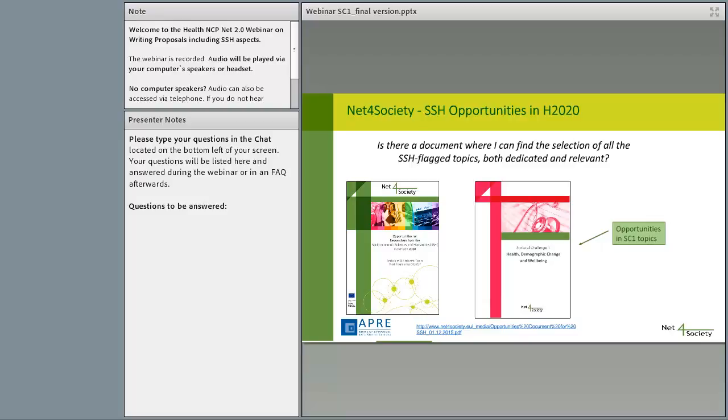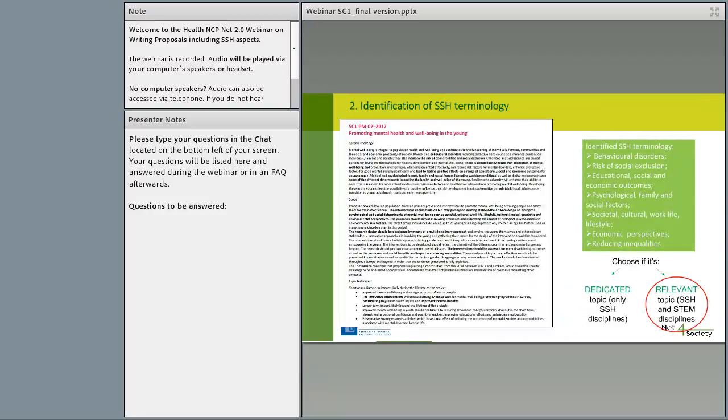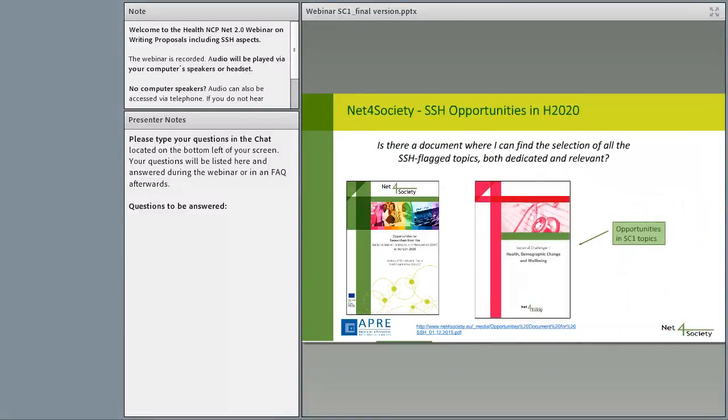This document is a vademecum for all researchers to identify the flagged topics for SSH. And here you have all the parts of Horizon 2020, so you have also the first societal challenge with all the topics that are flagged for SSH. You can find the text of the topic with the SSH terminology underlined in bold. So you can have, like in the previous slide, the text of the topic with the SSH relevant part in bold. This can help you in this process of identification of SSH relevant topics.